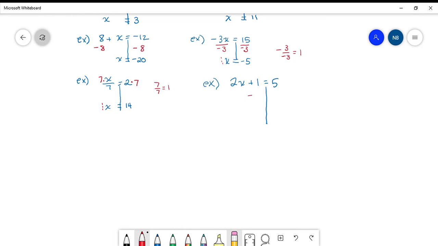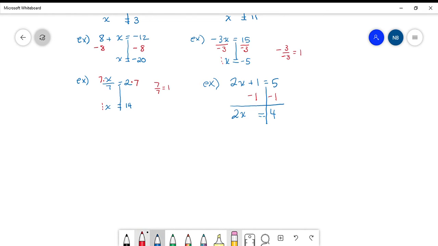Let's try subtracting 1. What is 1 minus 1? Well, 1 minus 1 is 0, which would leave just the 2x on the left. That seems like a positive move, so let's take 1 from the right side as well, which gives me 5 minus 1, or 4. So I moved the 1 successfully by subtracting.